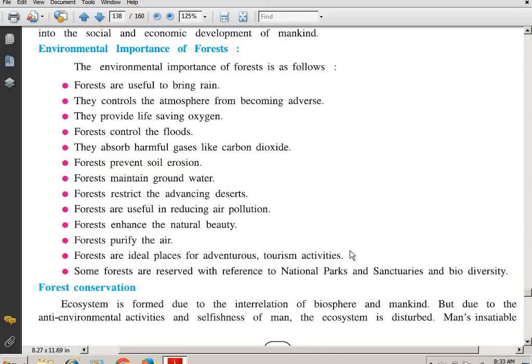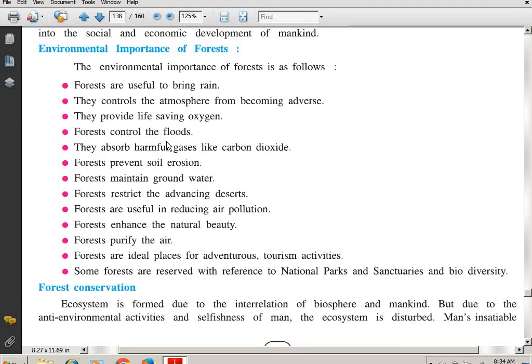First and foremost, forests are useful to bring rain. Forests help us to bring rain. That is the first. They control the atmosphere from becoming adverse. You know how much the trees, the forest, have been useful for us. And this year we have been realizing very much the importance of the environment, of the plants, the trees. They provide life-saving oxygen in the time of corona. We know the importance of oxygen, the fresh air. So the trees provide life-saving oxygen.